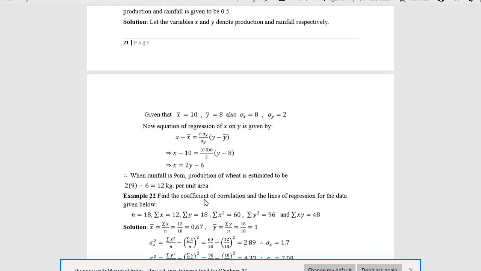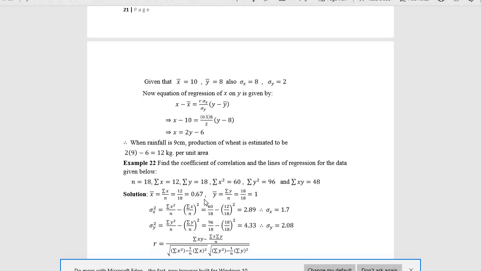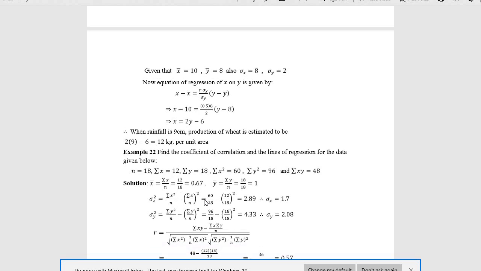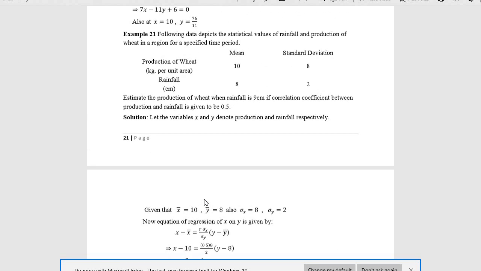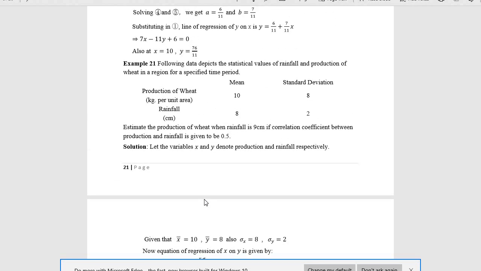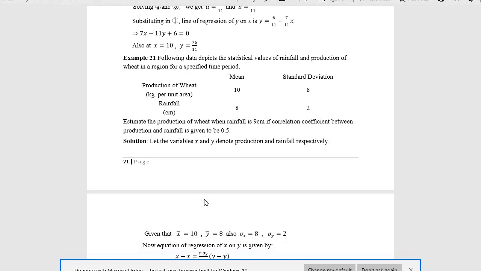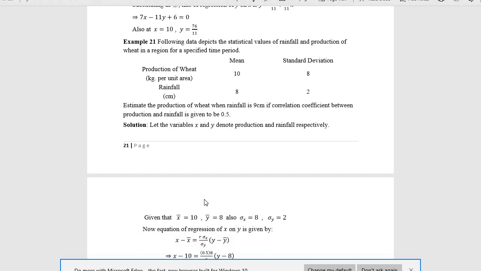Now, construct the regression equation of x on y: x minus x bar is equal to r sigma x by sigma y times y minus y bar. When rainfall is 9 centimeters, production of wheat is estimated to be 2 into 9 minus 6, that is 12 kgs per unit area. Why are we writing x on y? Production of wheat in kg per unit area and rainfall both are given. Estimating the production of wheat is asked. Production of wheat means what? X we are taking, and rainfall is y.